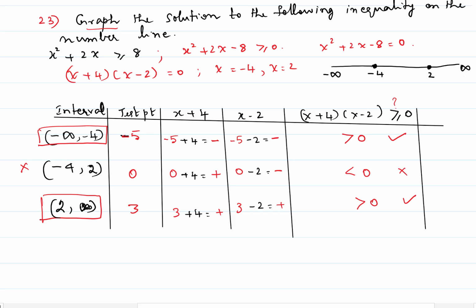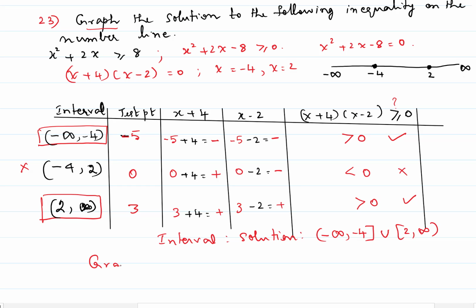If we were to give the solution set in interval notation, it should be written as negative infinity to negative 4, boxing the negative 4, union 2 through infinity, boxing the 2. But the question is not about the interval solution, and this is extra information I'm giving you for this problem.